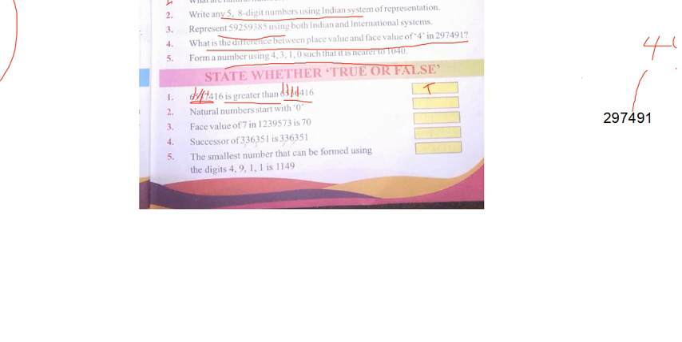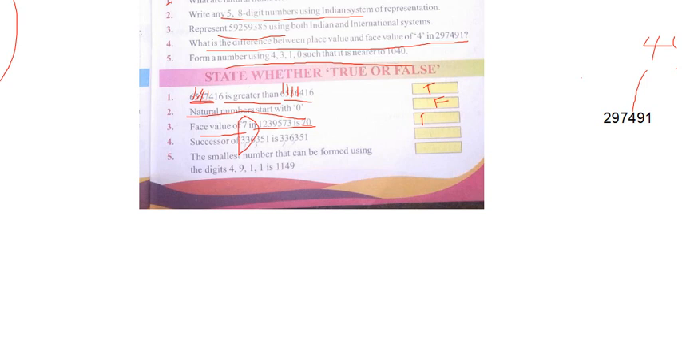Natural numbers start with a 0? No. What numbers start with a 0? Whole numbers. Face value of 7 is 70? No. Face value is not 70, only 7. What did I say? 7 only. So here they gave 70 instead of 7. So it is false.